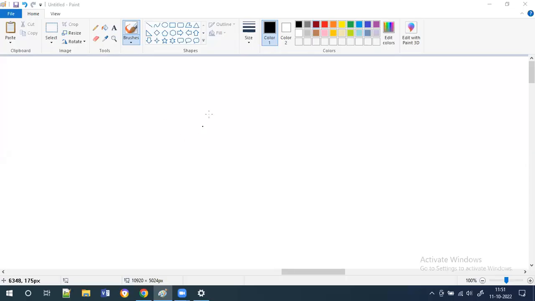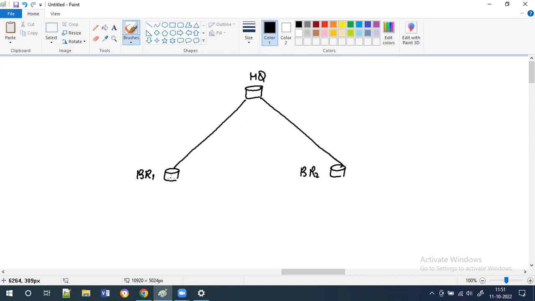So let's suppose I have a headquarter here. At headquarter, I have a router. This headquarter is connected with branch 1 and branch 2. And the LAN subnet.